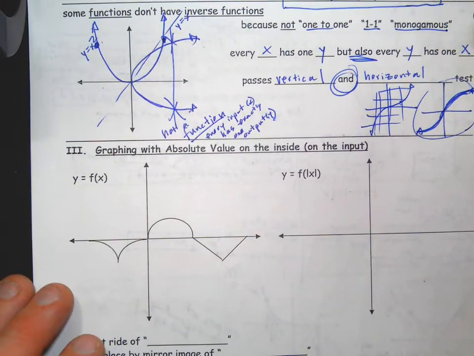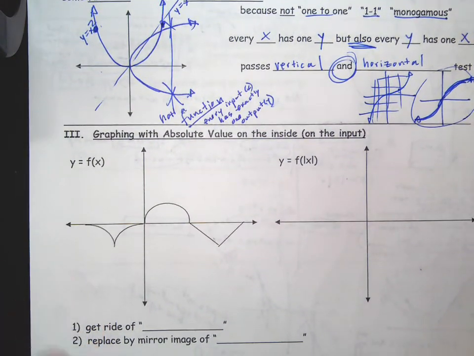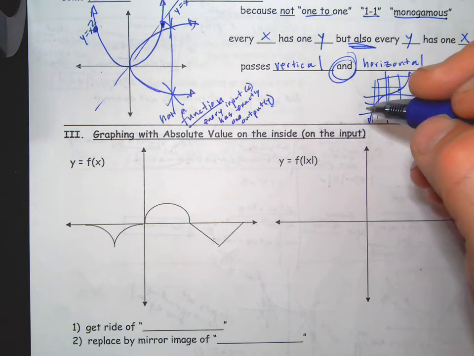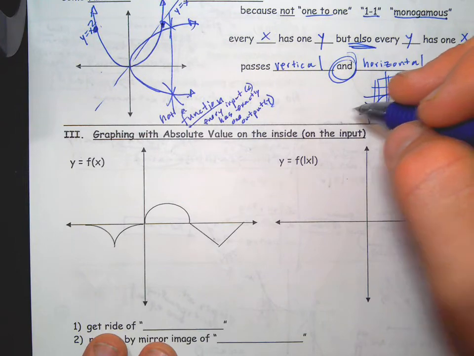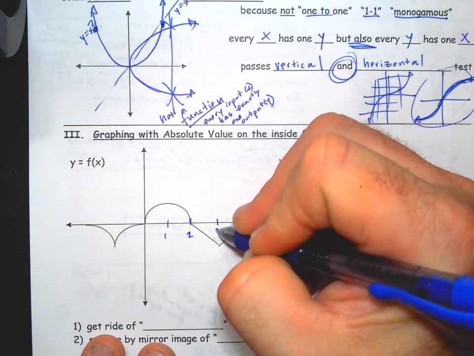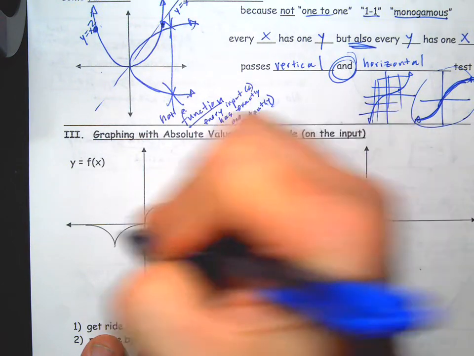Now, one of the other things in the warm-up I said we're going to talk about is what happens when you put an absolute value on the inside of a function. I don't know if any of you guys have seen this before. Now, we're going to start with this generic function. I'm going to add some numbers here just to make it a little easier to keep track of stuff. Okay?